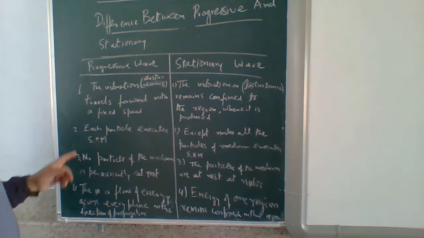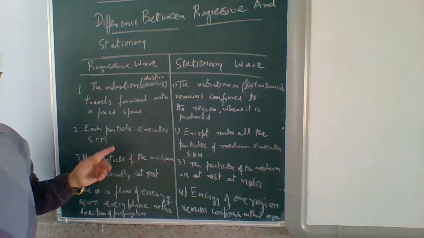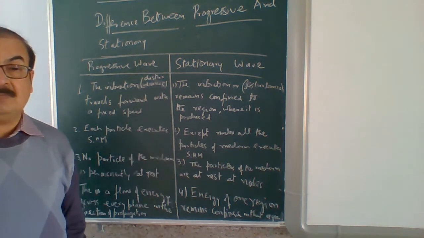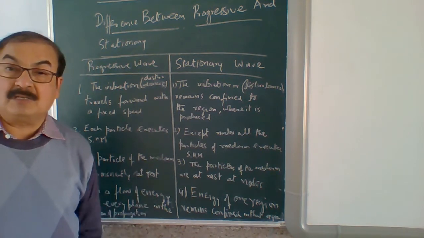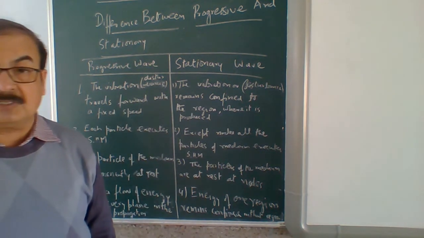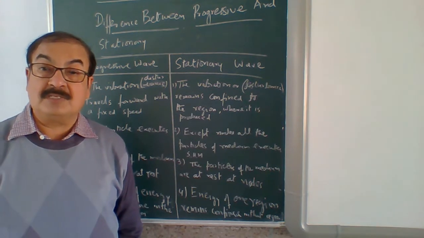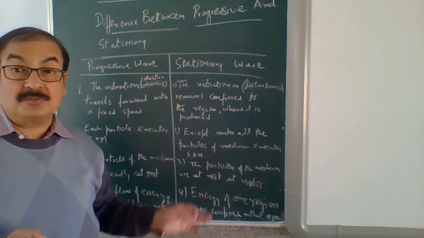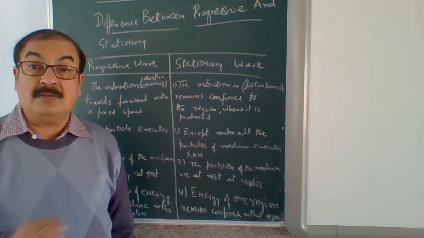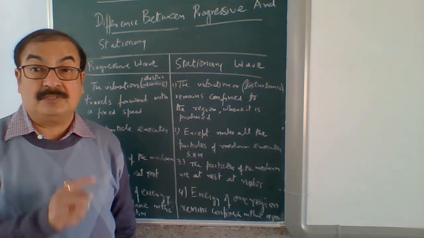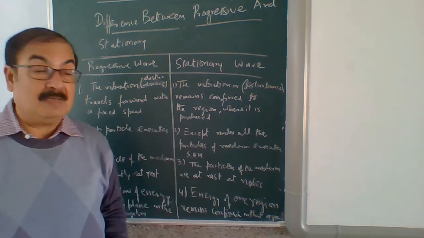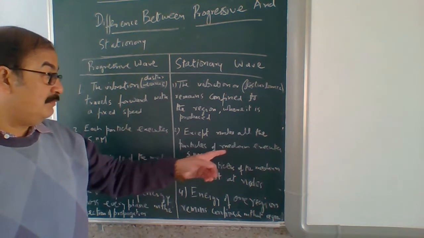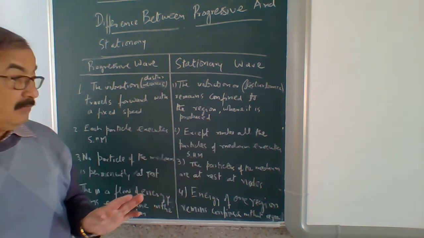Number two, each particle executes SHM. All particles execute SHM. In a stationary wave too, all the particles execute simple harmonic motion, but there is a difference. The difference is at the nodes. The particle at a node always remains at rest and never has any kind of SHM. Except at the nodes, all the particles of the medium execute SHM. This will be point number 2.